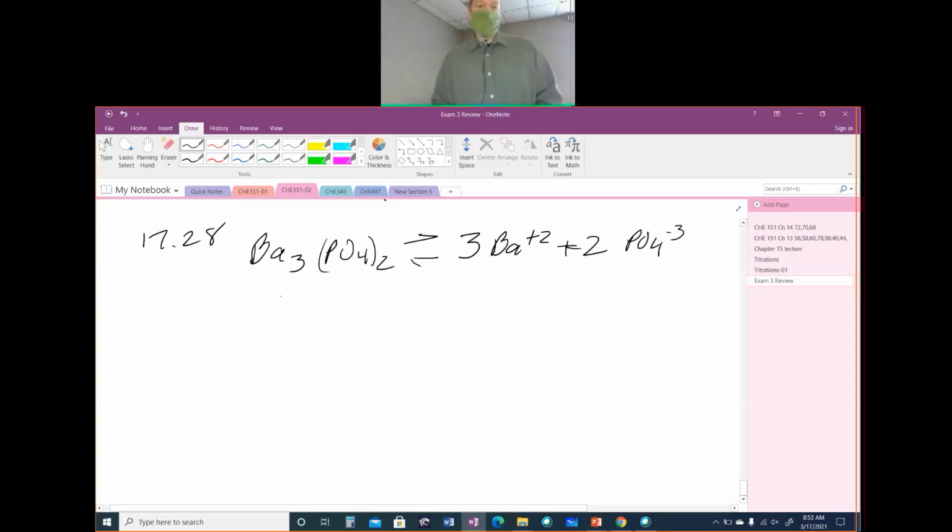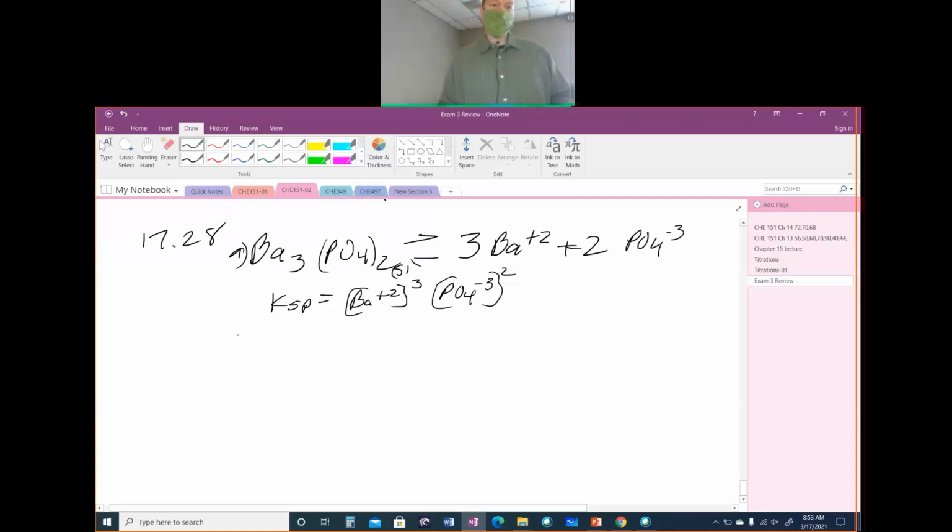All right, and so your KSP, which is the same as a KC, this is a solid that does not go in there. Ba plus 2 raised to its coefficient of 3, and PO4 minus 3 raised to its coefficient of 2. And so that should be a very simple problem.